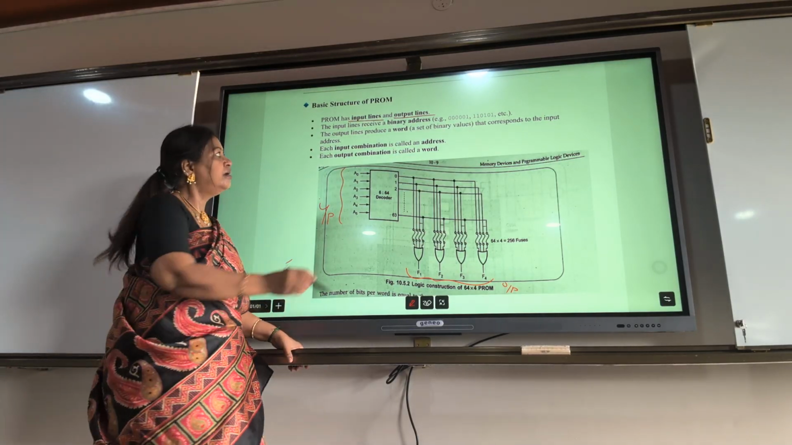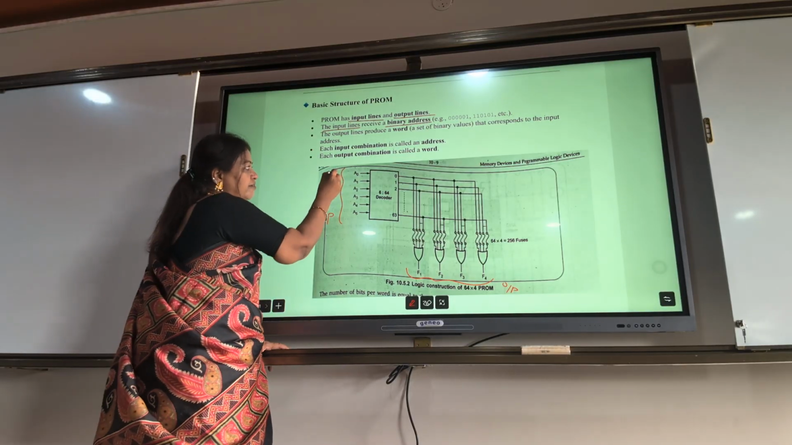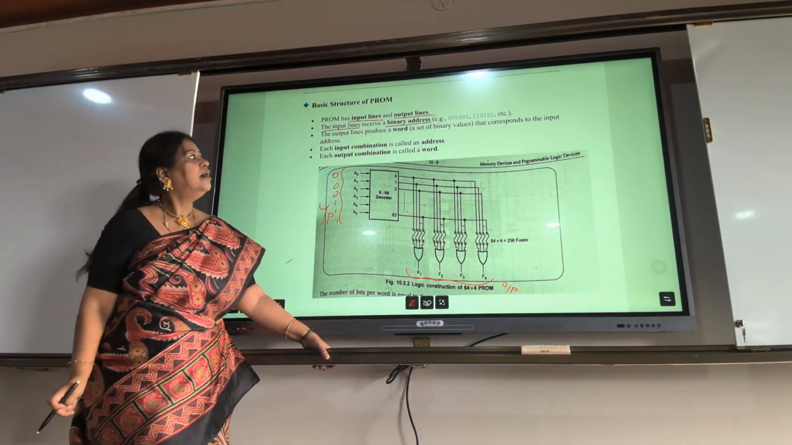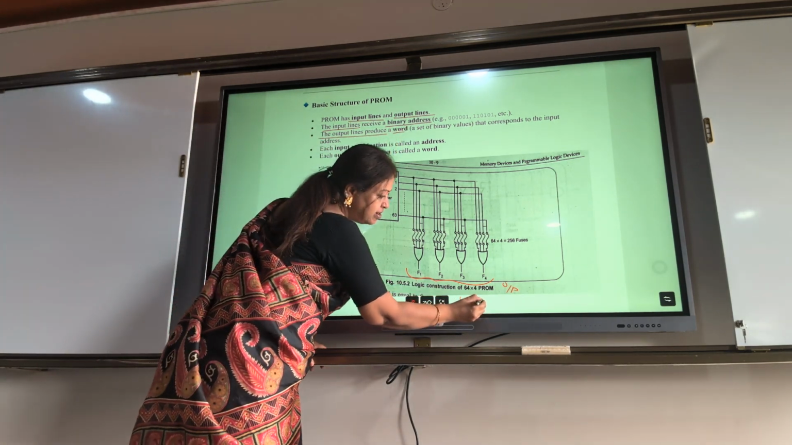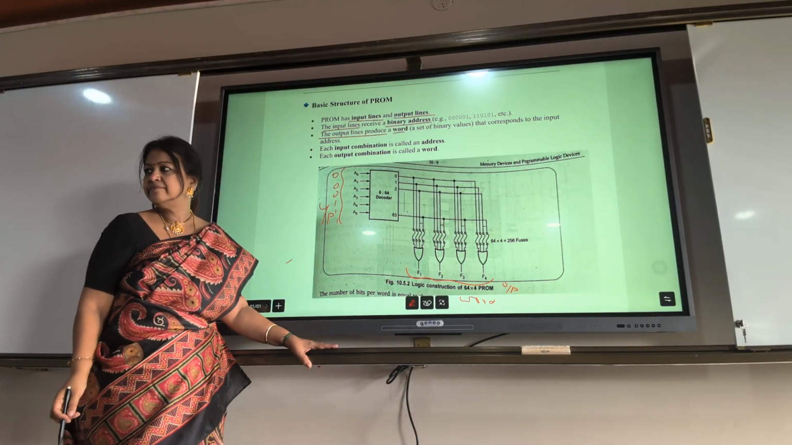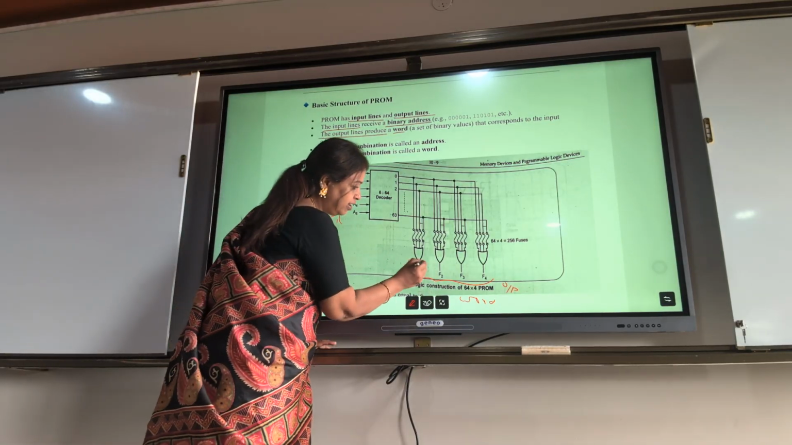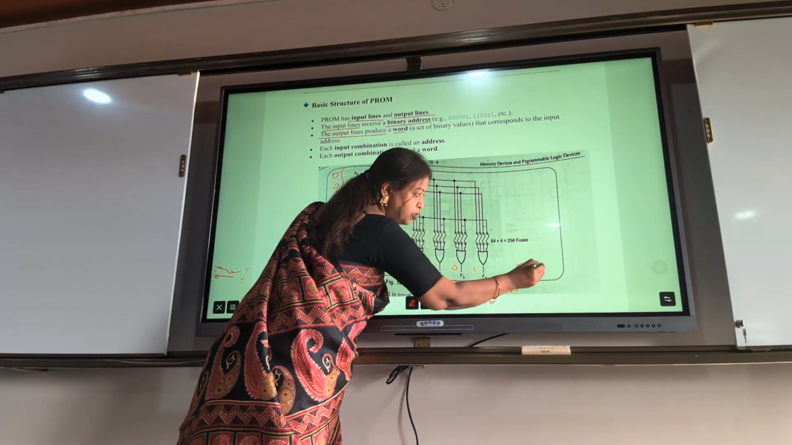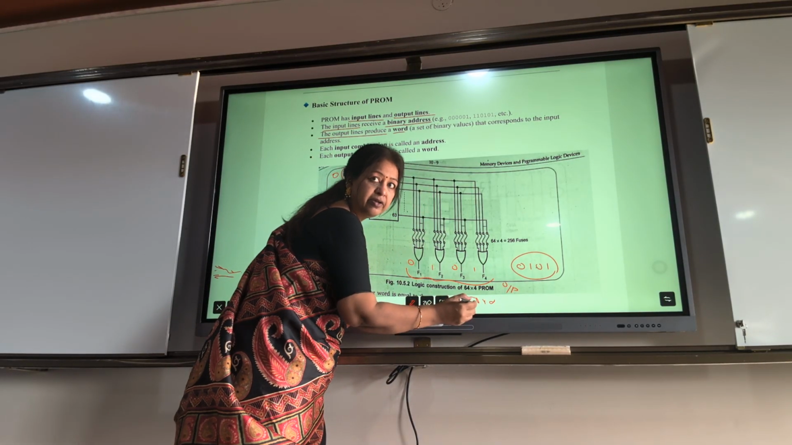Okay? If the input lines receive a binary address, that means whatever I give them, 0, 0, 0, 1, 1, 1, this is the address. The output lines produce a word. Whatever I am getting here is a word. Here it is a 4-bit word, because 4 output lines are there. I will get something like this. So the output is 0, 1, 0, 1.